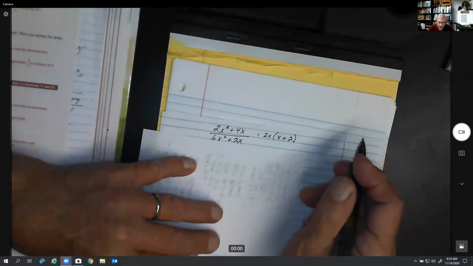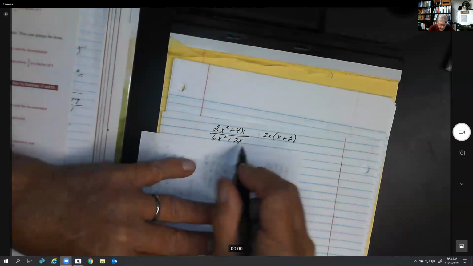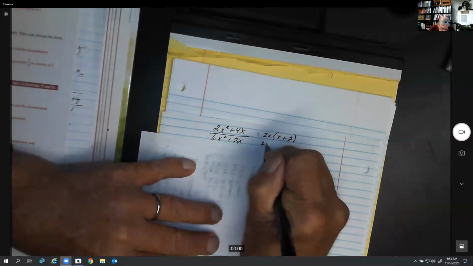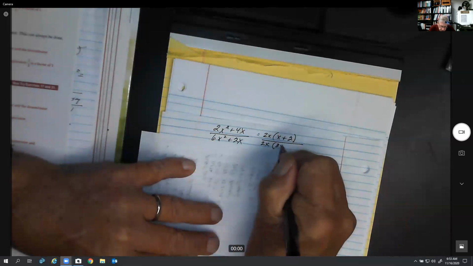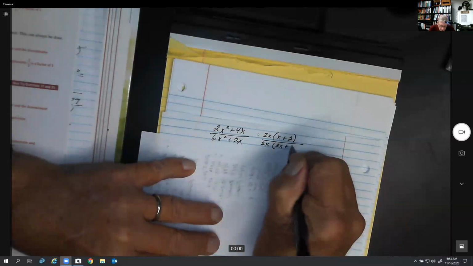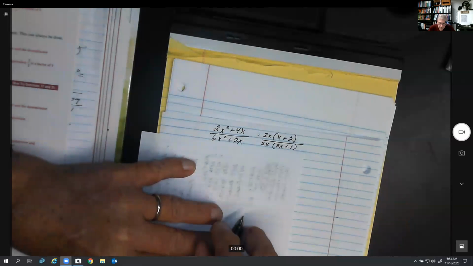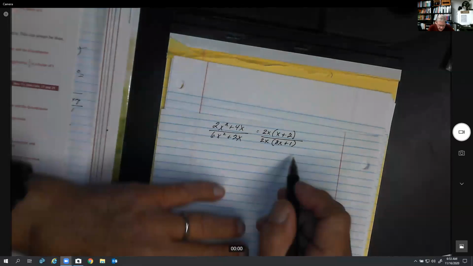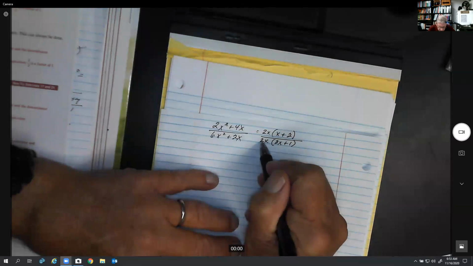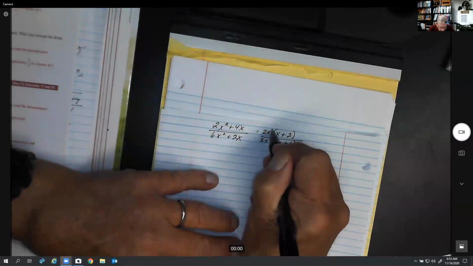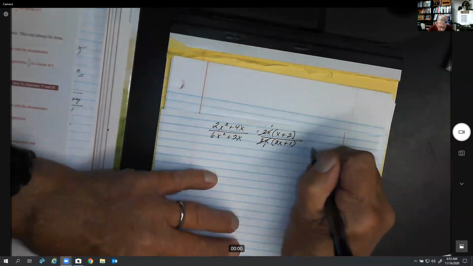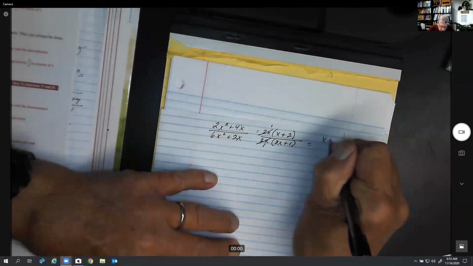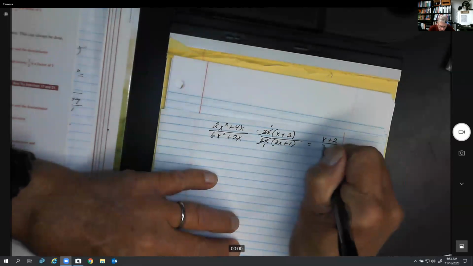On this bottom, we want to do basic factoring. We're going to take out a 2x also, and we get 3x plus 1. Okay, then we try to reduce what we can. Since both of these factors are identical, we can cross those off and go into each other one time. So our final answer would be x plus 2 over 3x plus 1.